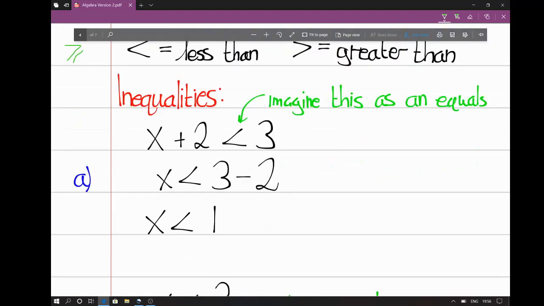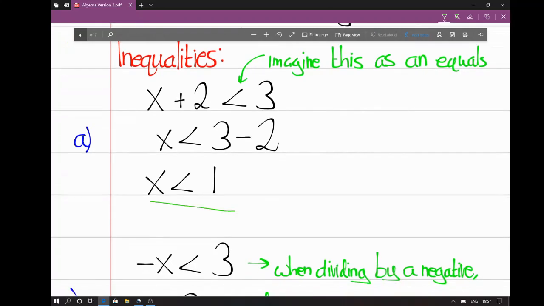Solving inequalities. You can treat an inequality just as a normal equation as if there was an equals there, except in the case where you're multiplying or dividing by a negative number. So here we have x plus 2 is less than 3. To solve this, you can move the 2 across and that becomes a negative, or you can subtract 2 on both sides, whichever method you prefer to use. That will leave us with x is less than 3 minus 2, which is then x is less than 1.